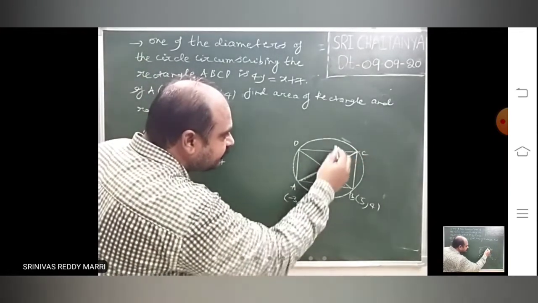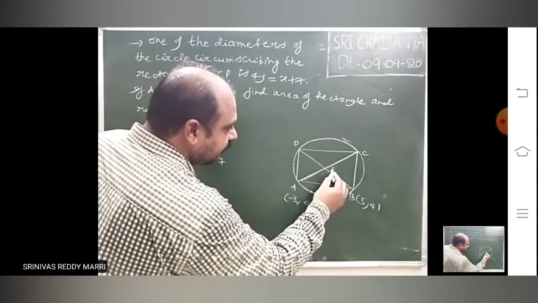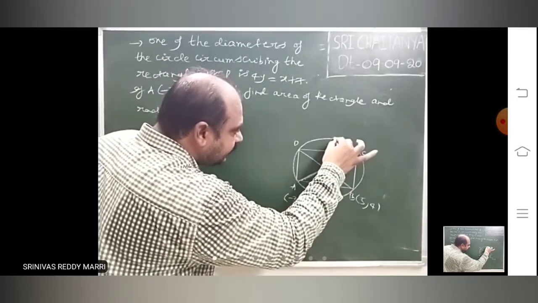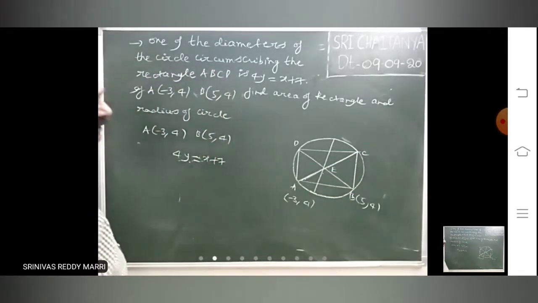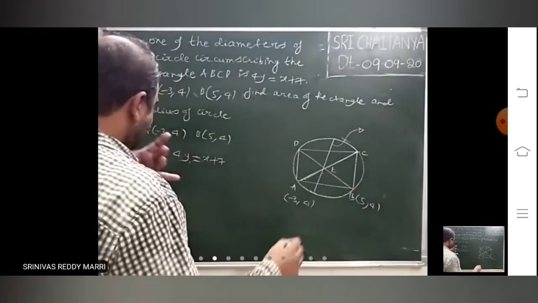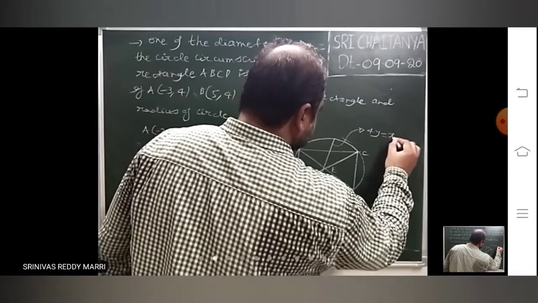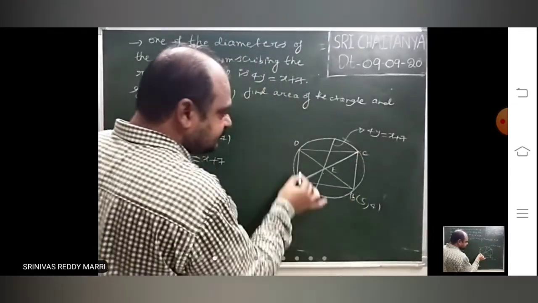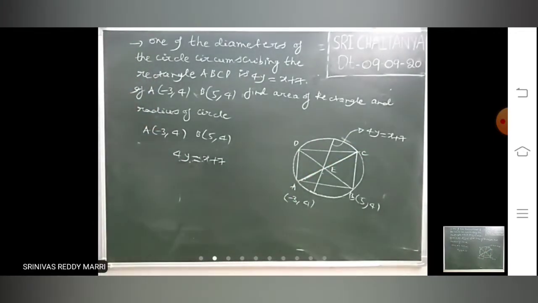Some other diameter, this is the center. This is the center of the circle. Any line passing through the center is called a diameter. So another diameter is there, and its equation is x plus 7, because this is not the diameter. So therefore another diameter will be there.